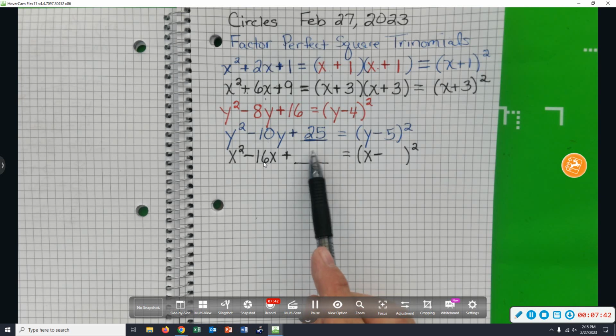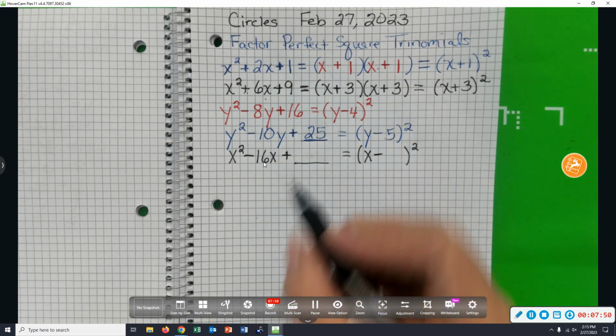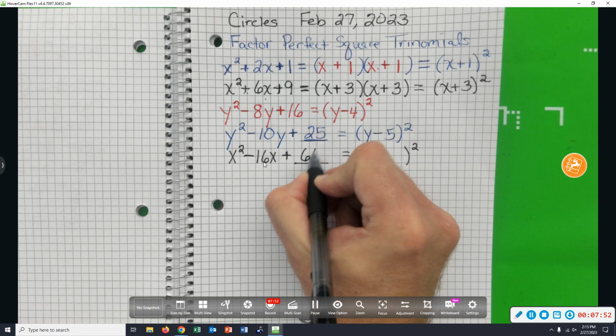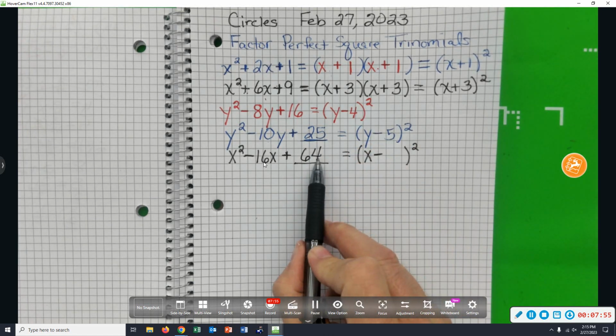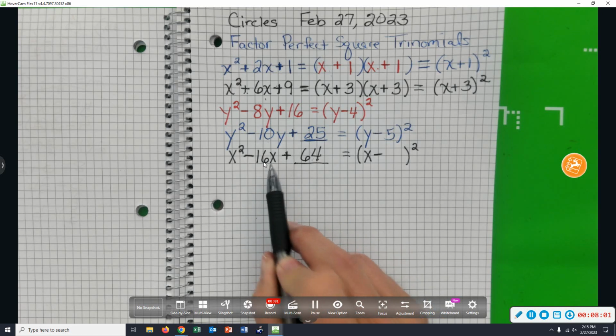If we put 36, then 6 times 6 would give 36, but 6 plus 6 wouldn't give 16. 64 is right. If that number right there were 64, then 8 times 8 is 64. 8 plus 8 is 16.